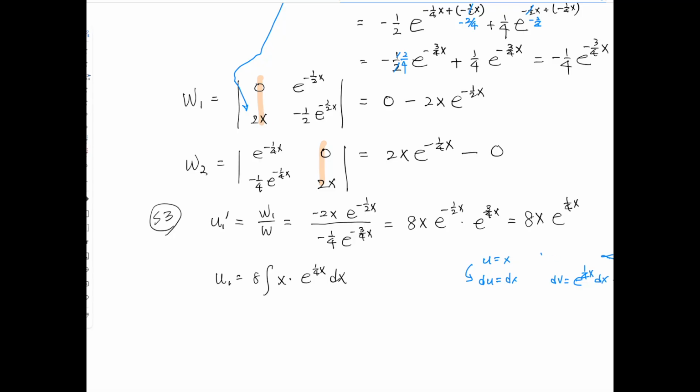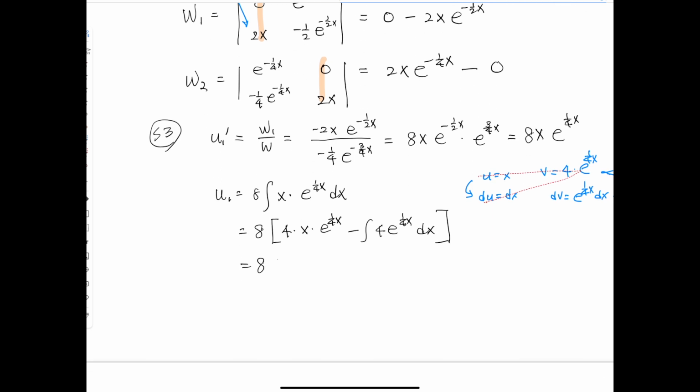From here we can find the v, which is 4 times e to the power of 1 over 4x. This 4 is coming from 1 over whatever the power is, 1 over 4, right? So 1 over 1 over 4 will give us 4. Now we're going to multiply this way. Then that is 8 times uv, 4 times x times e to the 1 over 4x, minus the integral of v du, 4 e to the 1 over 4x dx.